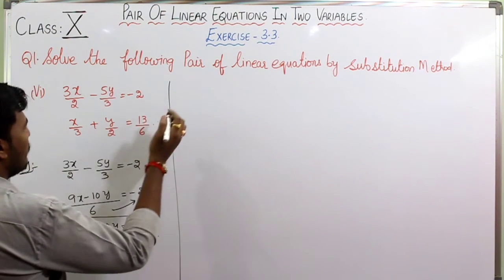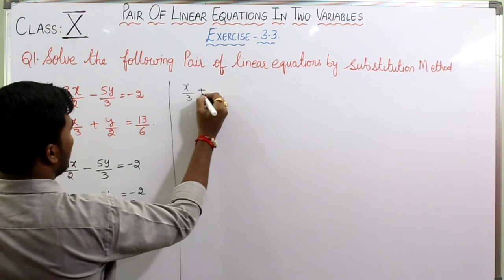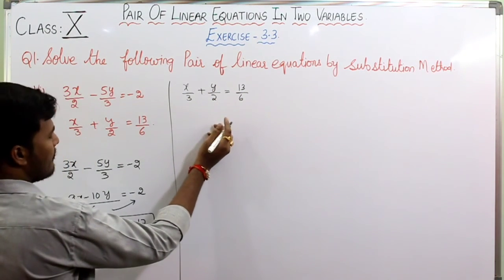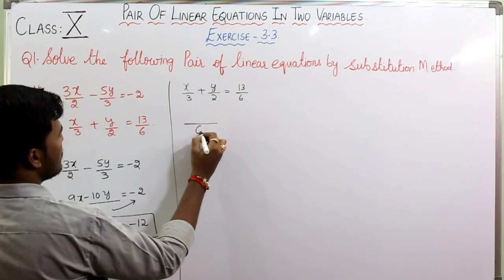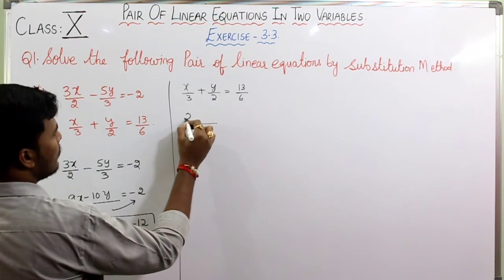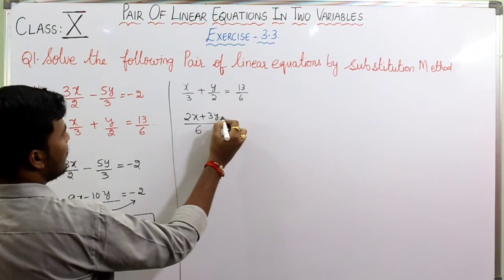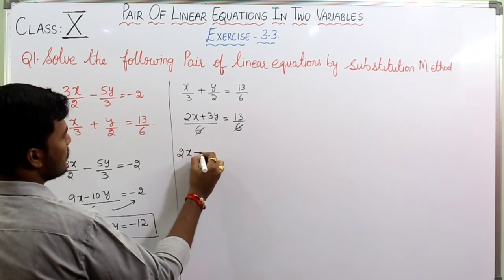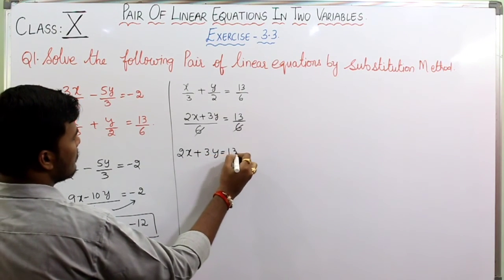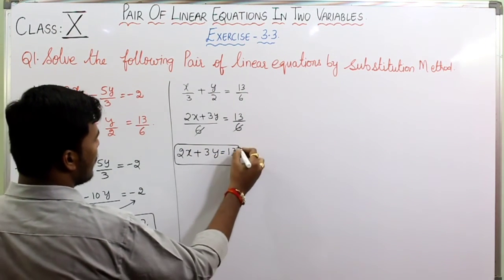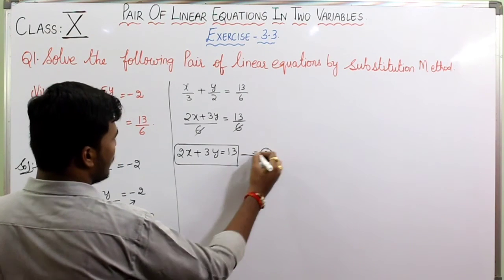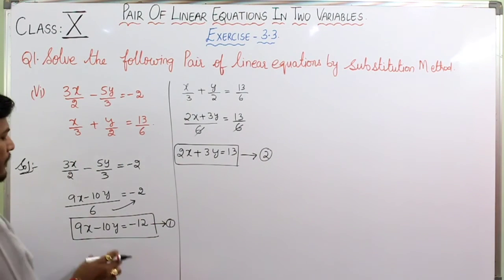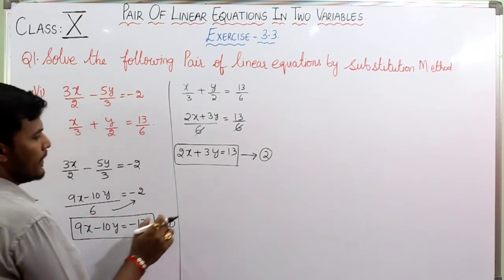This is the changed equation now, right? Similarly, from the second one, x by 3 plus y by 2 is equal to 13 by 6. The same way, take the LCM here, 6 is the LCM, right? 2x plus 3y is equal to 13 by 6. 6 and 6 get cancelled. So 2x plus 3y is equal to 13. Okay, this is another equation, number 2. Let us name this as equation number 1 and equation number 2. So after taking the LCM, we got the proper equations.